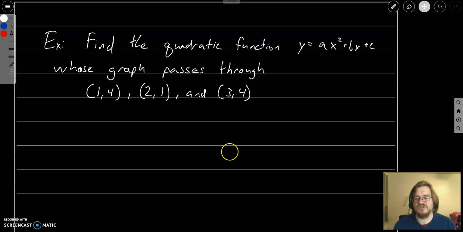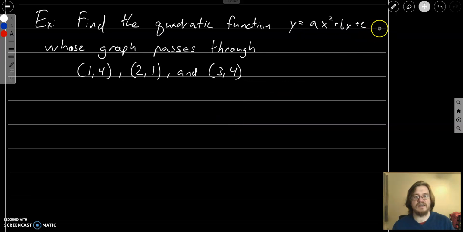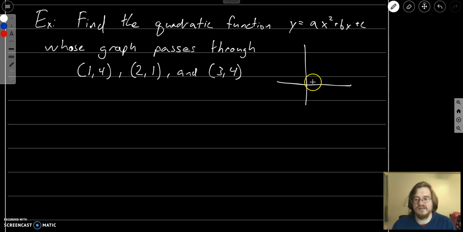So let's do one final example, and this is an application for what we can use solving systems of equations to do. So we want to find the quadratic function y is equal to ax squared plus bx plus c, and the graph should pass through these 3 points. So it should look something like, so we go 1, 2, 3, 1, 2, 3, 4. It should pass through this point, and this point.